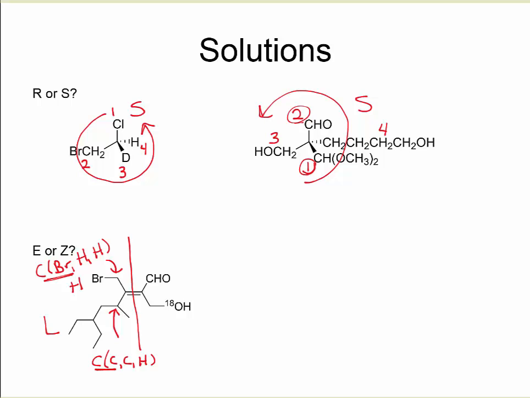For the other side of the alkene, I have a carbon double bonded to an oxygen, so the oxygen counts twice, and a hydrogen. And on the alcohol portion of the molecule, I have a carbon bonded to an O18 and 2 hydrogens. Carbon to O18 is going to be higher priority than a carbon to O16, and so this is my high priority group. My low priority group, they are opposite from each other. This is going to have an E configuration.